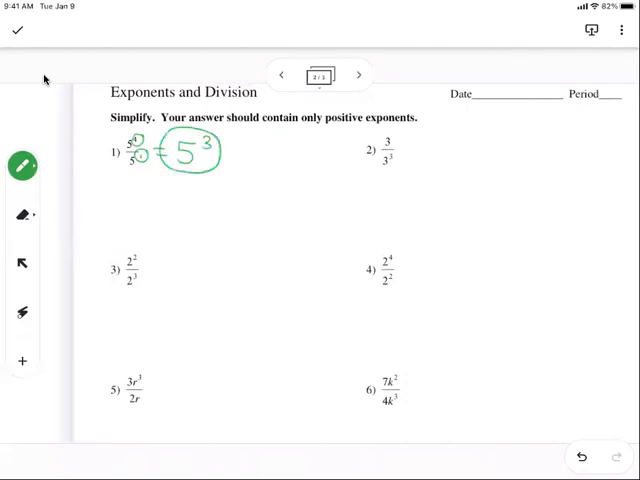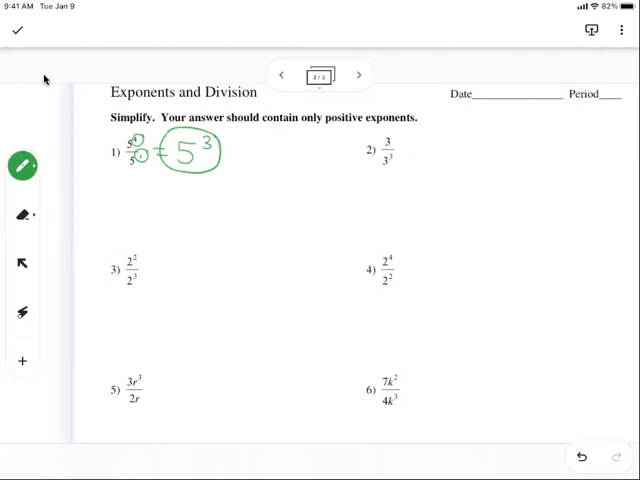You can leave your answer just like that. 5 to the third power can be put into a regular number because we could do 5 times 5 times 5 and get 125 as our answer. But you can leave all of your answers in exponential form, meaning you still have a number with exponents, and that's fine. Now, number 2, so we're going to move over to the right.